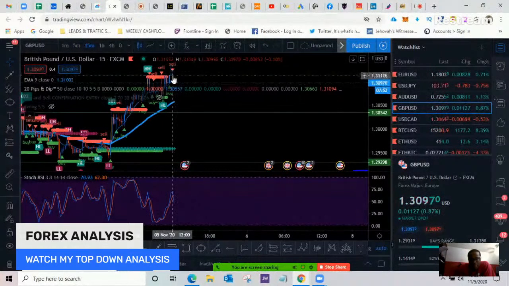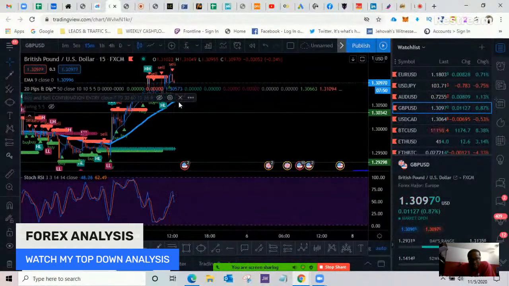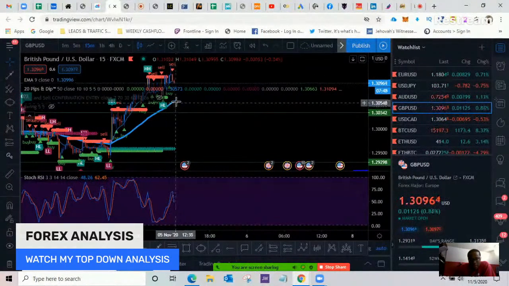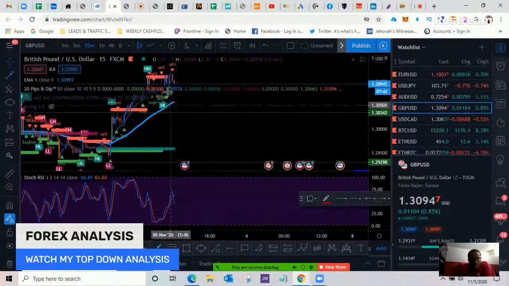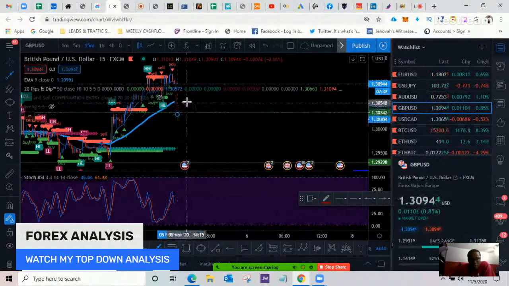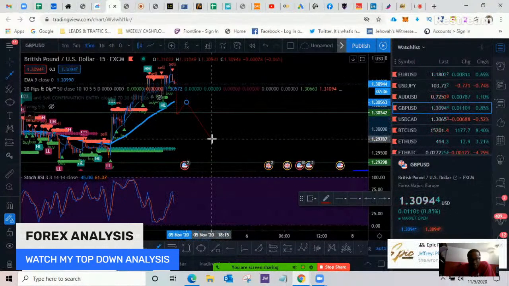So it probably would be good to wait for price to hit this line here and retest and go up, or it would be best to wait for price to actually come down past this line, retest, and then come back down to confirm that it's going into a downtrend. That's what I would do.